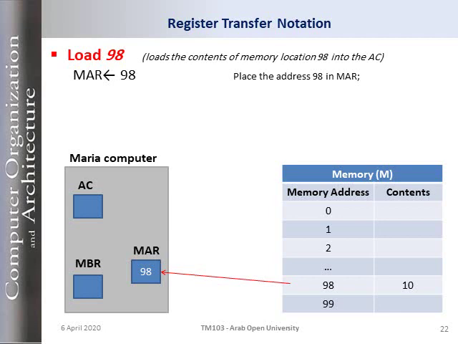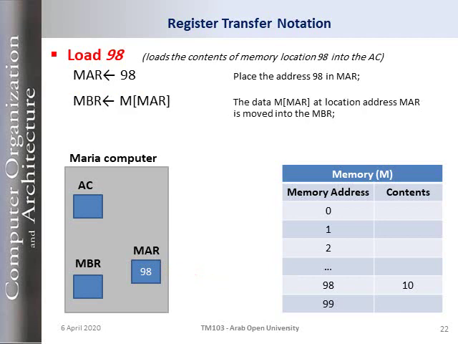After that, we need to get the contents of memory 98 from the memory at address MAR and move it to the buffer. So we'll get the 10 and move it to the buffer. Now we have the value 10 in the buffer. The next step is to move the contents of the memory buffer to the accumulator. And this is how the load instruction is done.